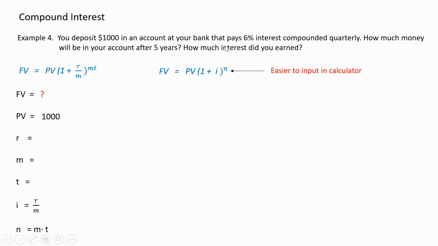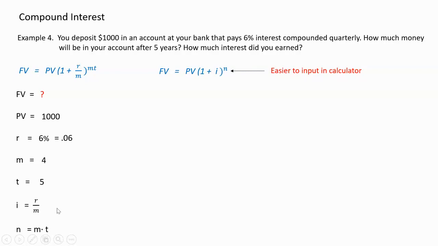Remember that I told you earlier that the interest rate, the R, is where the percent symbol is. So all you do is put the coefficient with the symbol. That's my interest rate, but we have to convert it into a decimal, so it's going to be 0.06. Now, the M is how many times it's compounded per year. The word quarterly means 4, so M is equal to 4. The T is going to be 5 years.